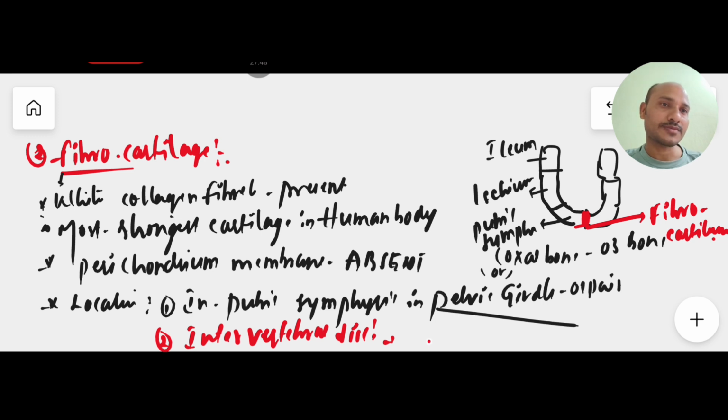And one more important location of fibrocartilage is between adjacent bones of the vertebral column. Here we have different vertebral column bones. In between two vertebral column bones we have a cartilage called fibrocartilage, or simply we can use the term intervertebral disc. So these are the two important places where fibrocartilage joints are present.